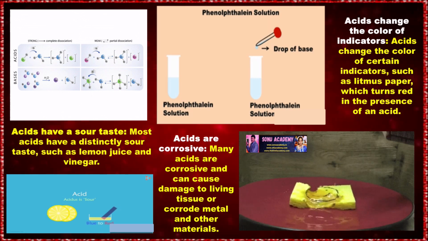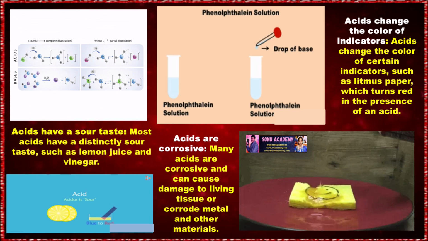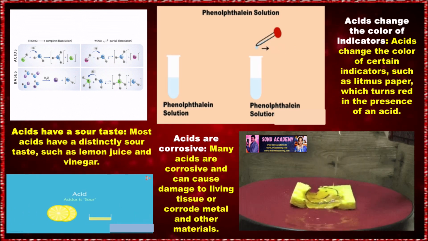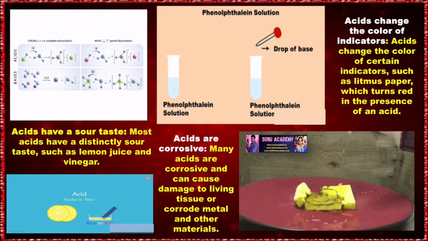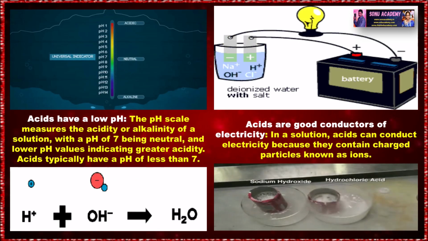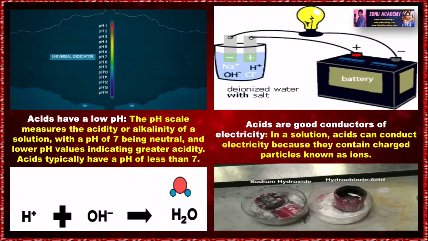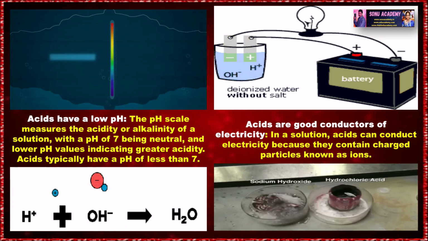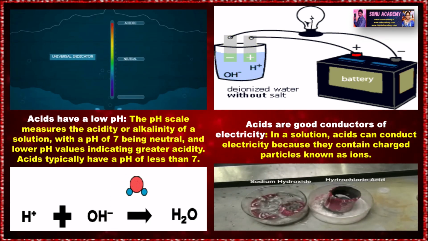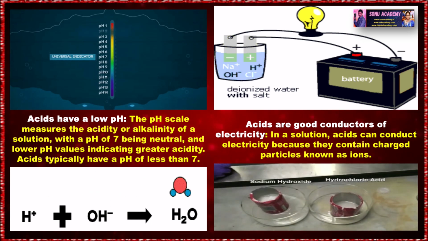Acids are corrosive. Many acids are corrosive and can damage living tissues or corrode metal and other materials. Acids have a low pH. The pH scale measures the acidity or alkalinity of a solution, with a pH of 7 being neutral and low pH values indicating greater acidity. Acids typically have a pH of less than 7.